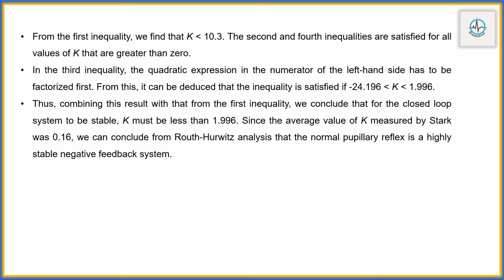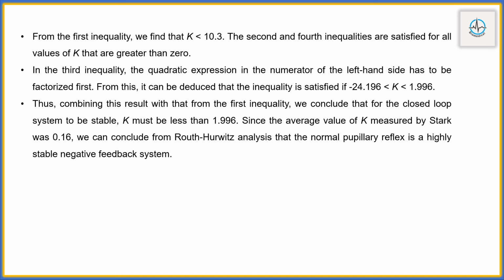Upon calculating the inequalities mentioned in the previous slide, from the first inequality, we can find that K should be less than 10.3. The second and fourth inequalities are satisfied for all values of K that are greater than 0. The third inequality, the quadratic expression in the numerator of the left-hand side, has to be factorized first. From this, it can be deduced that the inequality is satisfied if −24.196 is less than K and less than 1.996. Thus, combining this result with that from the first inequality, we conclude that for the closed loop system to be stable, K must be less than 1.996.